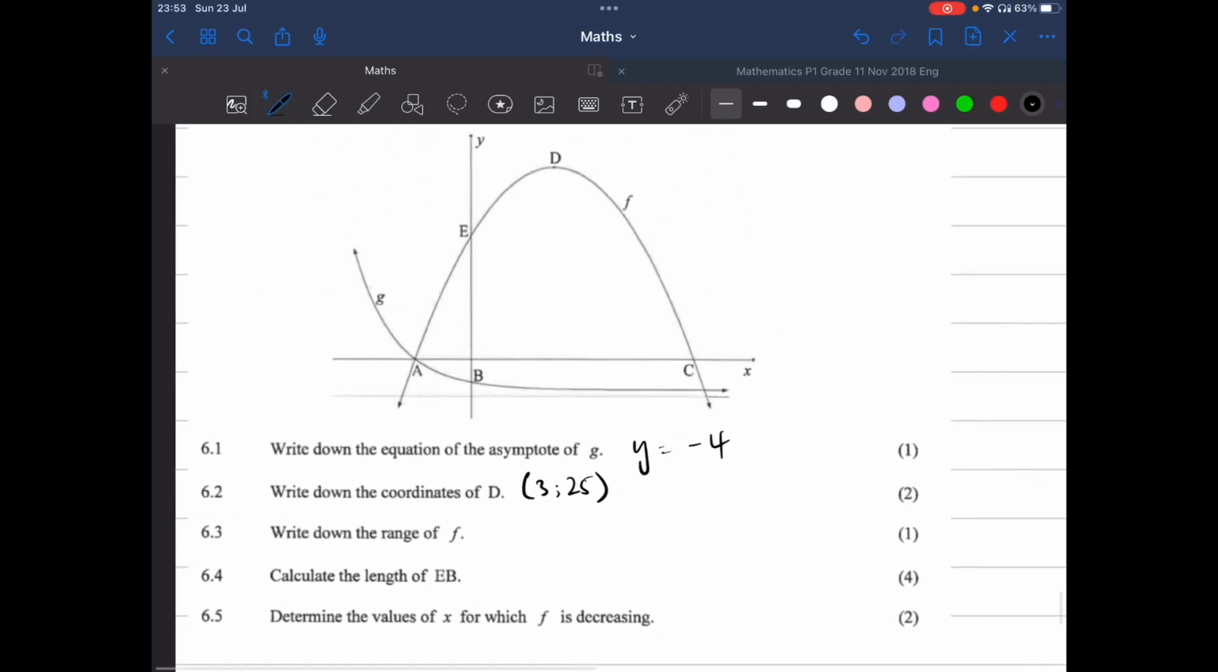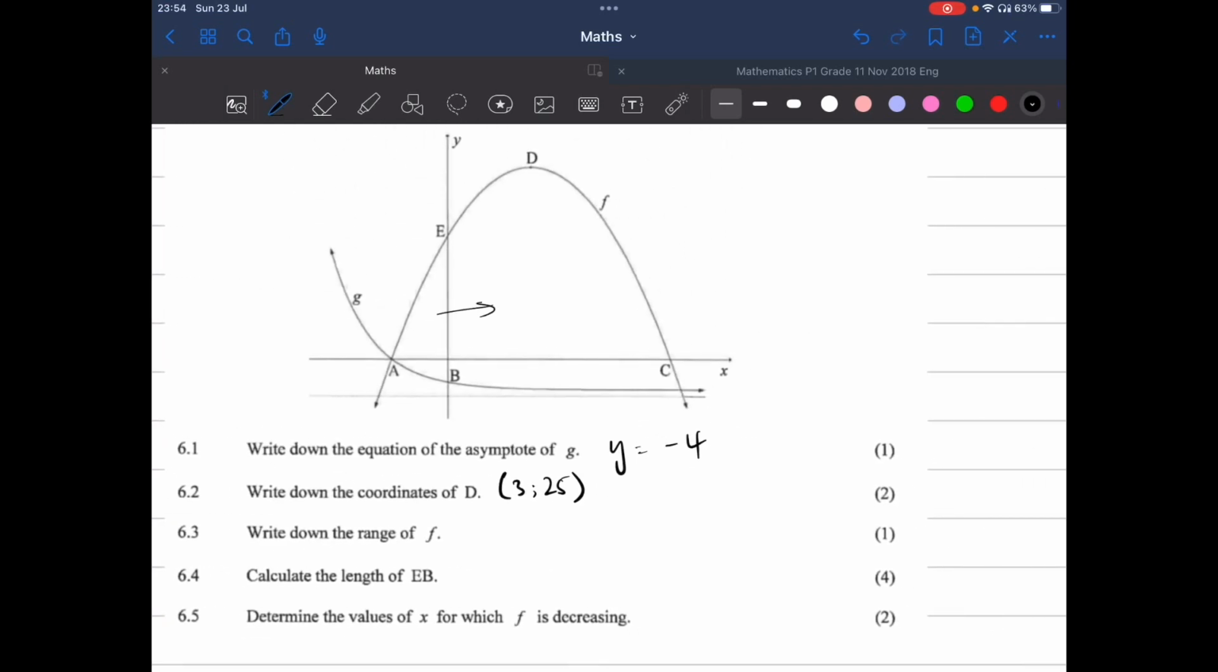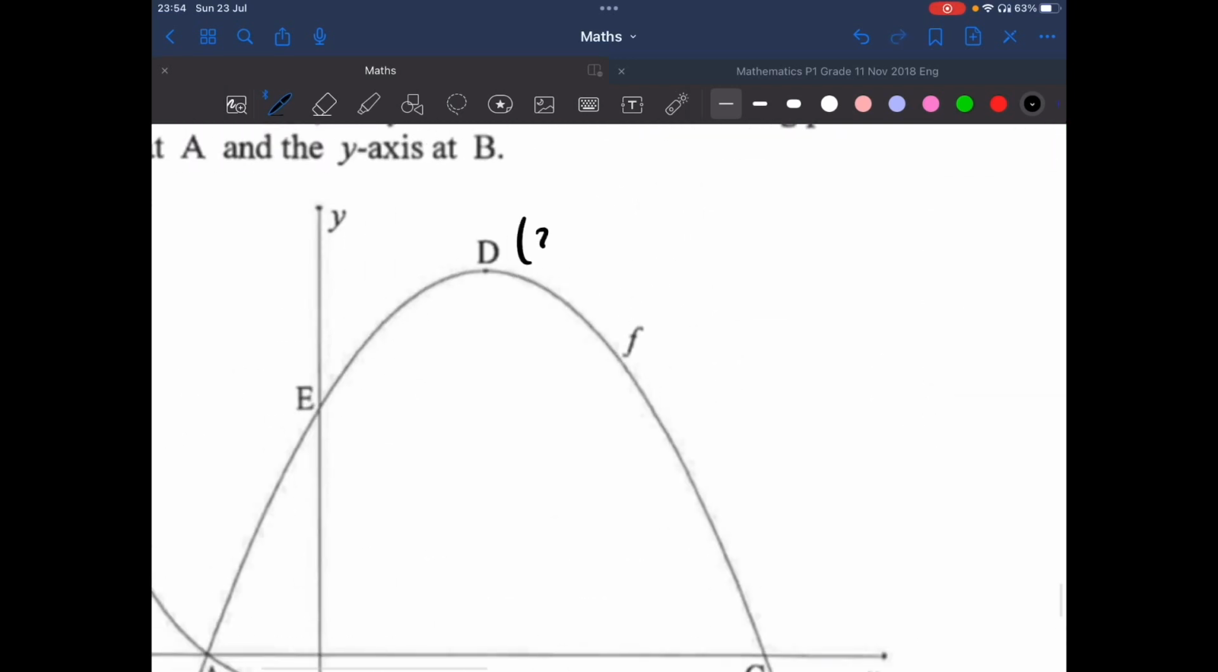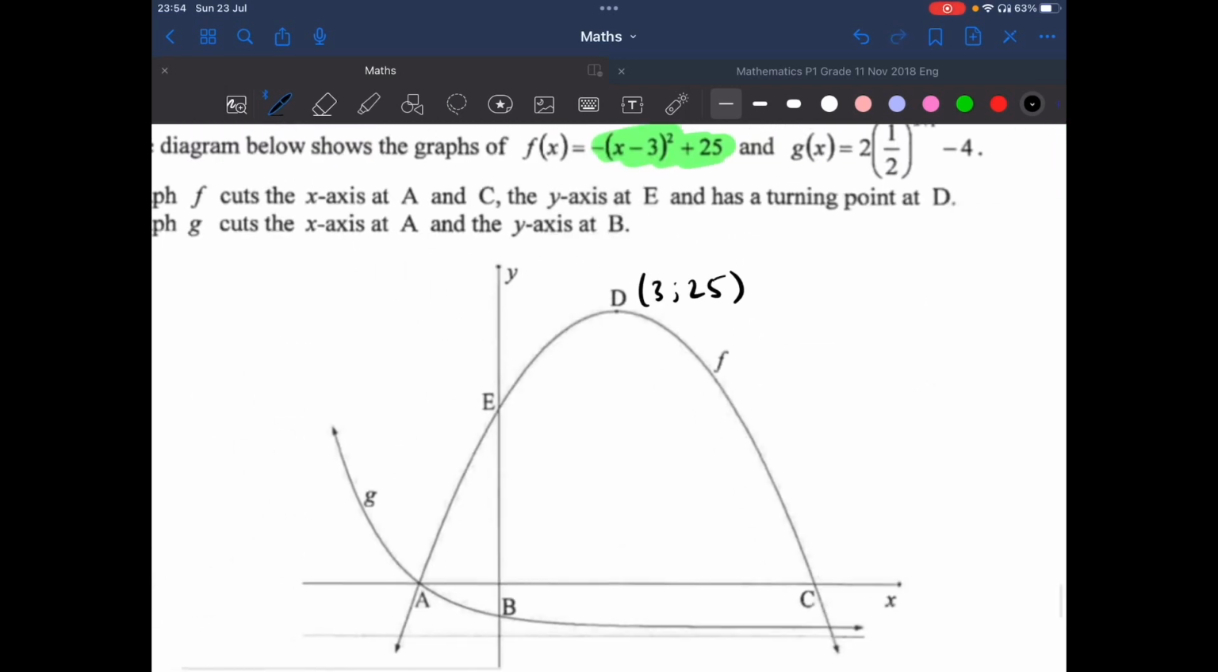Okay, and if we look at our graph, that makes sense. 3 is that side of the y-axis and 25 is high above the x-axis. Okay, so let's just write this in. 3 and 25.